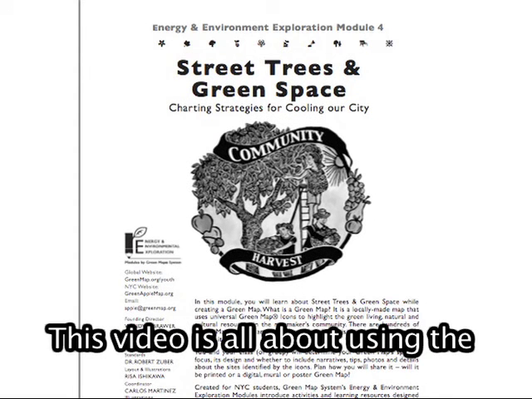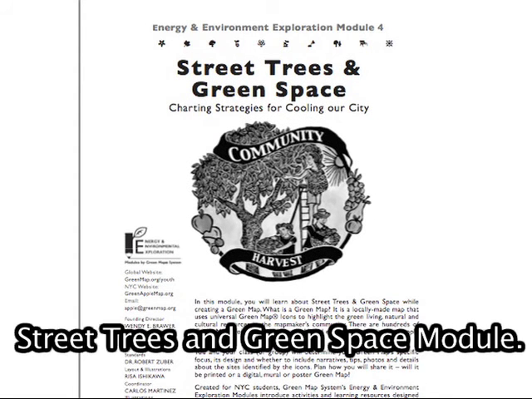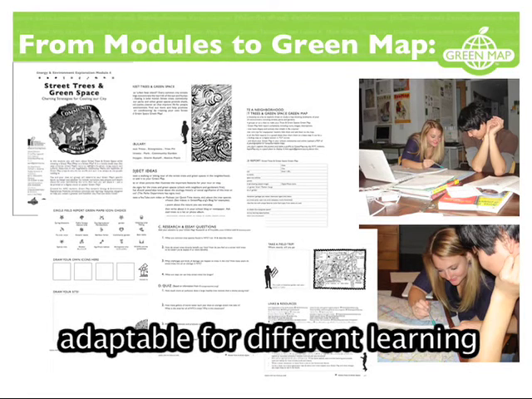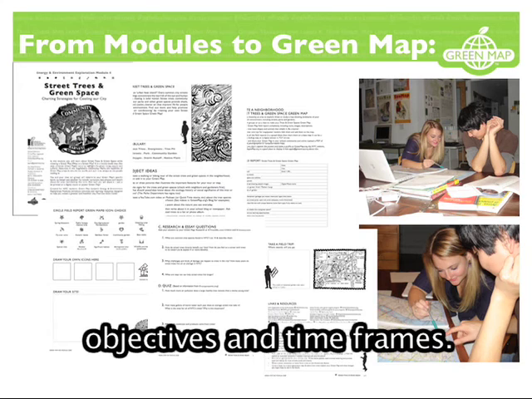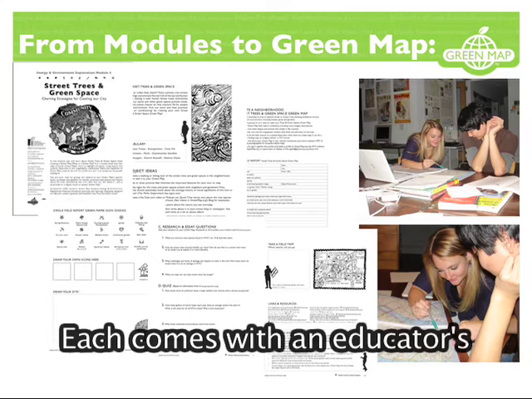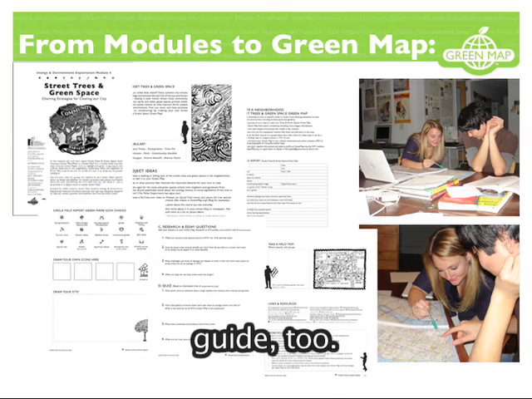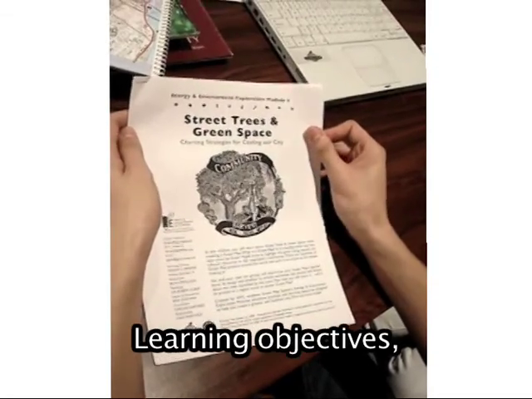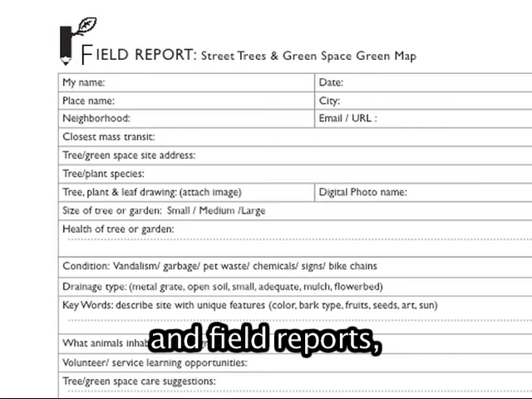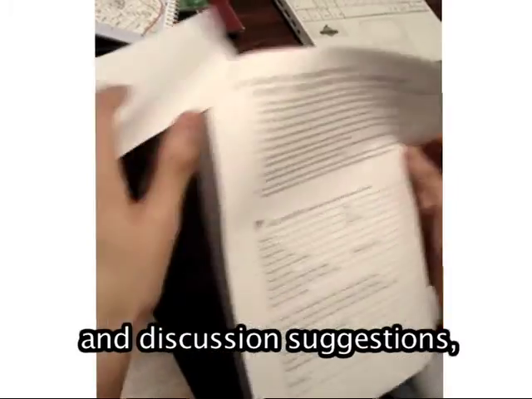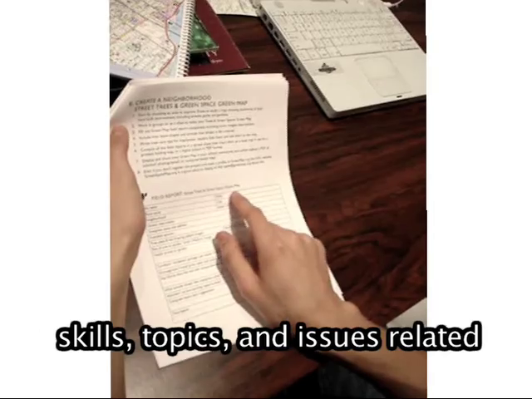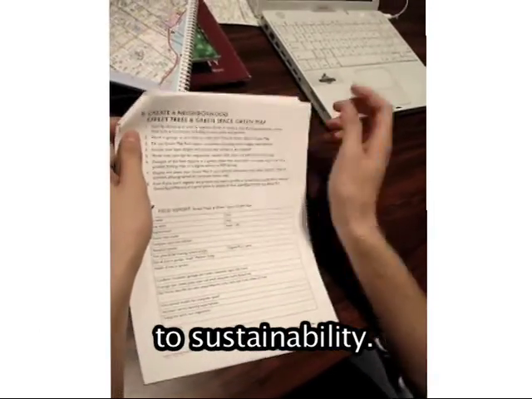This video is all about using the street trees and green space module. These timely resources are adaptable for different learning objectives and time frames. You can use all or part of the pages of each module. Each comes with an educator's guide too. Each one includes learning objectives, indoor and outdoor map-making tips and field reports, vocabulary, essay, and discussion suggestions, activities that address important skills, topics, and issues related to sustainability.